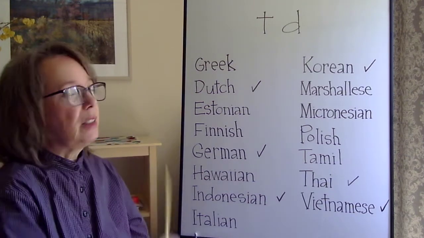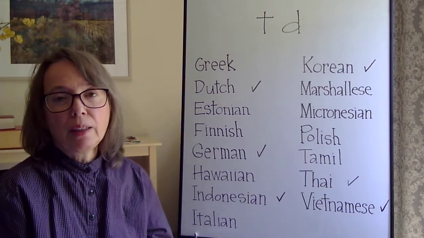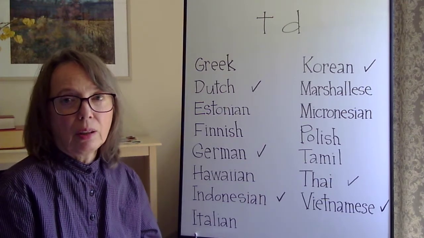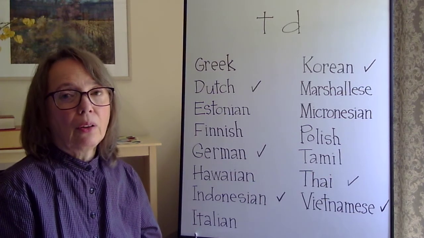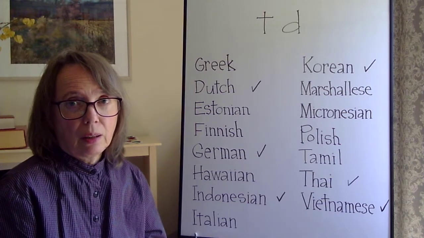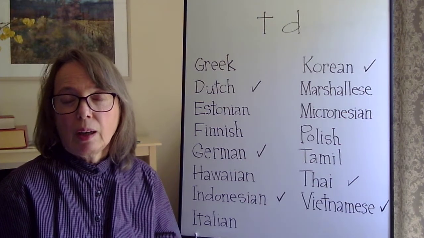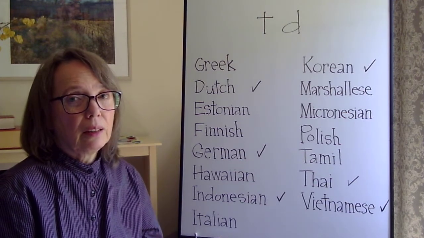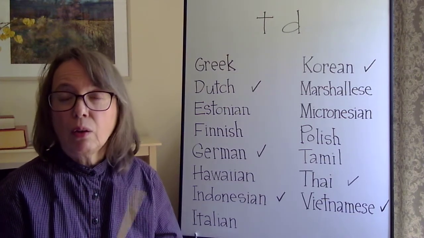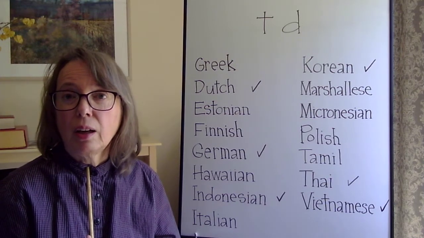Okay, T and D are a minimal pair. And that means that they are produced in the same way, in the same position in the mouth. The only difference is T is voiceless, meaning the sound is only air. And D also has air, but it adds voice or additional sound from the larynx, and it's called voiced.